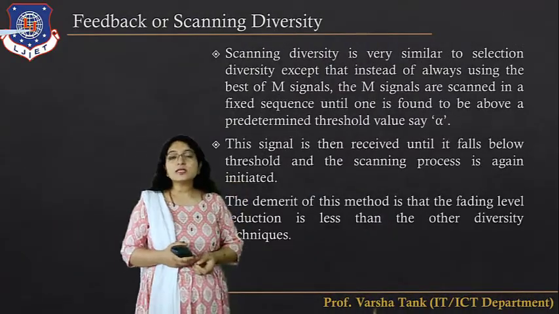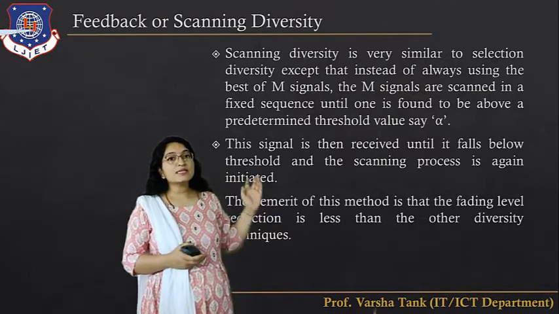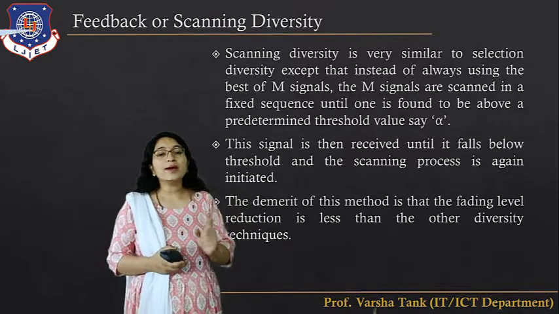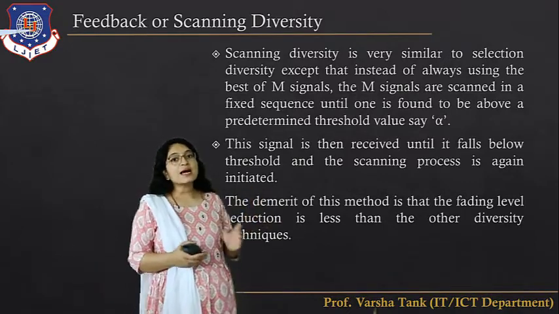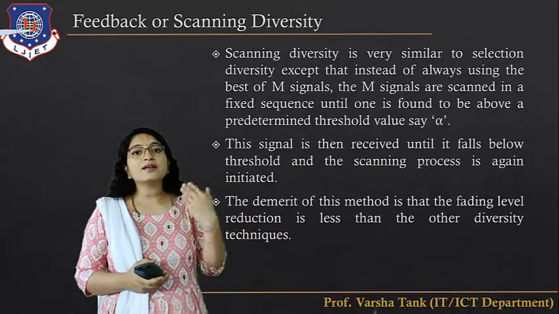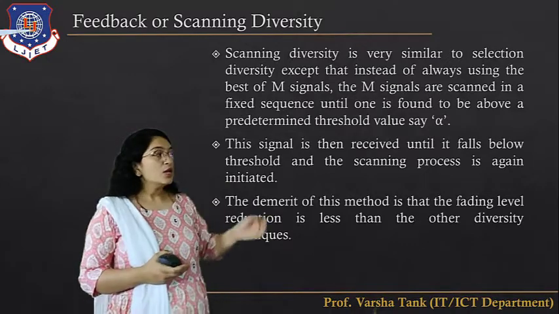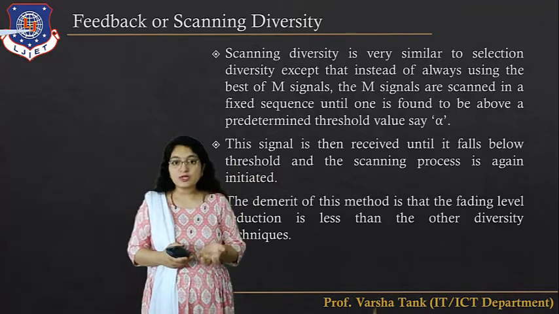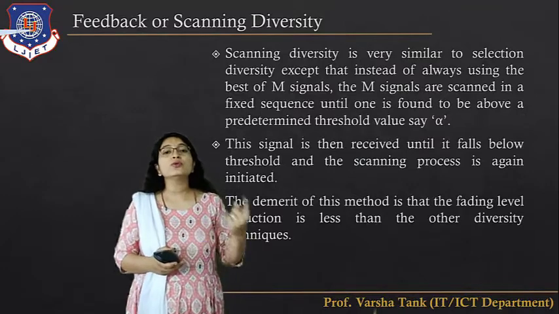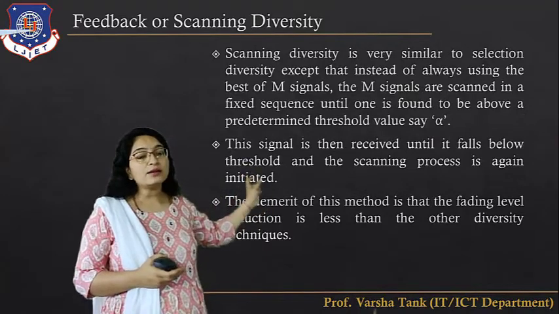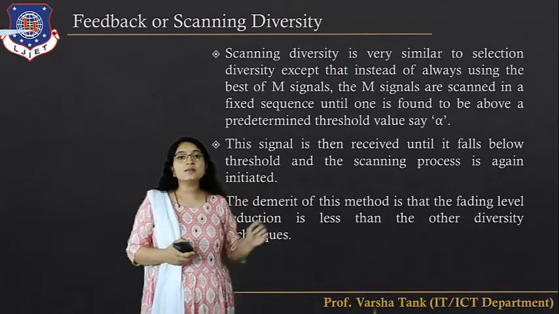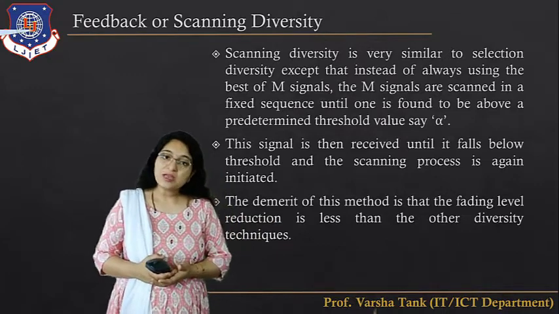Now the next one is feedback or scanning diversity. Scanning diversity is very similar to selection diversity, except that instead of always using the best M signal, the M signals are scanned in a fixed sequence until one is found to be above a predetermined threshold value, say alpha. So we have set one threshold value, alpha. We accept only those signals that are above the threshold, alpha, and they go to the demodulator. The signal is then received until it falls below the threshold and the scanning process is initiated again.